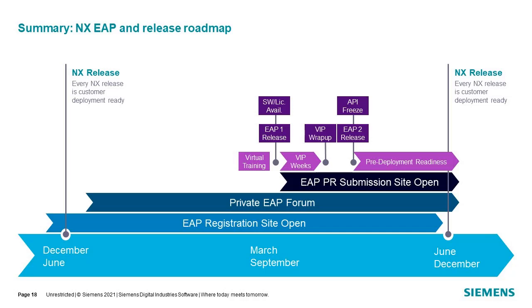We'll have the VIP weeks, either on site or virtually, and the EAP PR submission site opens around that same time. We'll continue to accept PRs all the way through the release cycle. The VIP wrap-up session will follow. Then you can see the API freeze with the EAP2 release coming on there. And then customers that want to stay involved with pre-deployment readiness can continue to do so until and actually beyond the actual NX release. And then, of course, the cycle will start over for the next iteration.